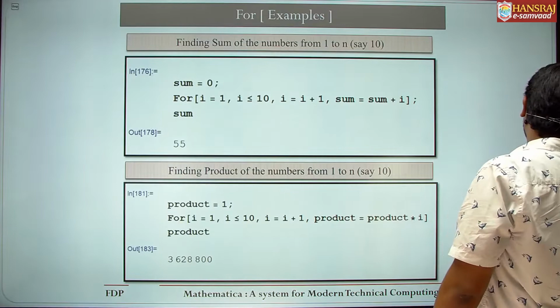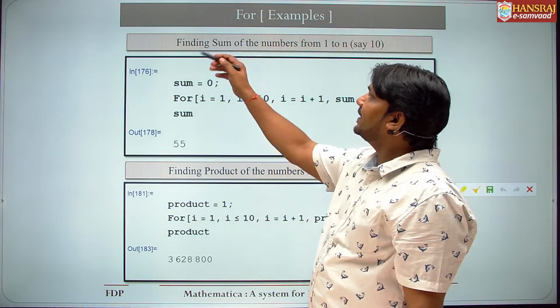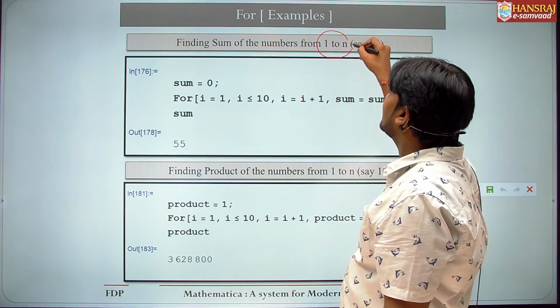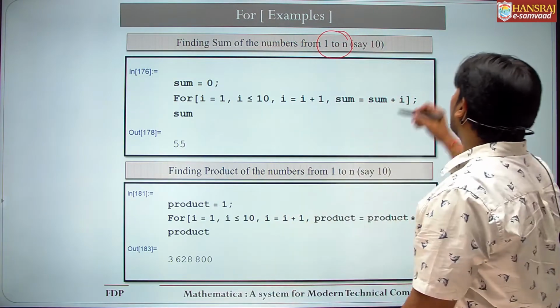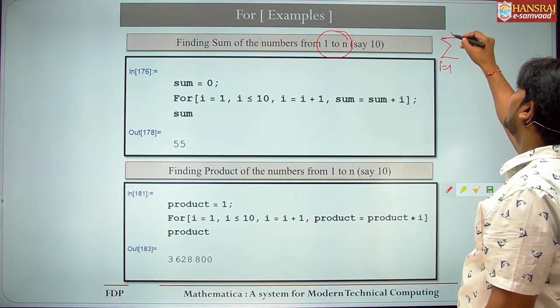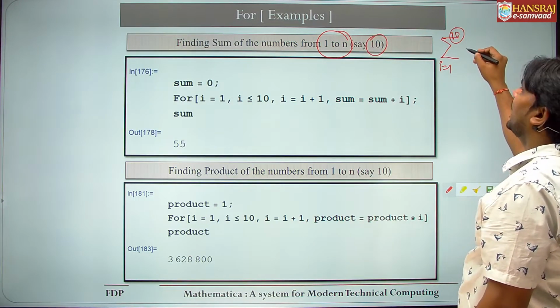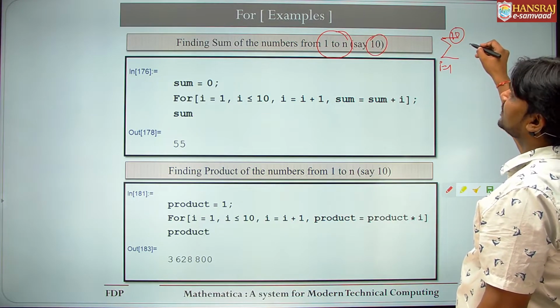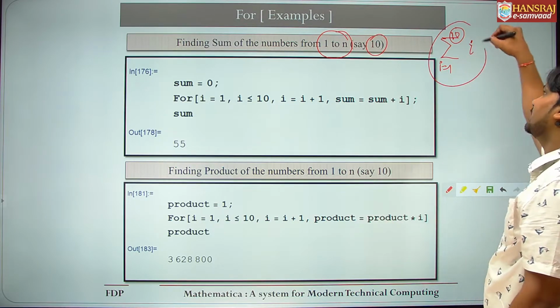Come to another example. Here is another example for For. Finding the sum of numbers from 1 to n. For example, we want to find a sum from 1 to n, or you can write mathematically i equal to 1 to, say, 10. Here let's say n is equal to 10, and finding the sum, that means the sum of the numbers i. So how will we do it in Mathematica?